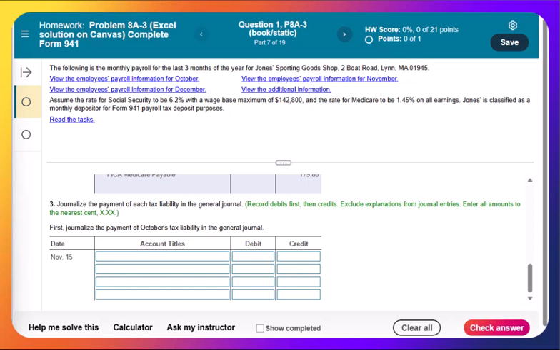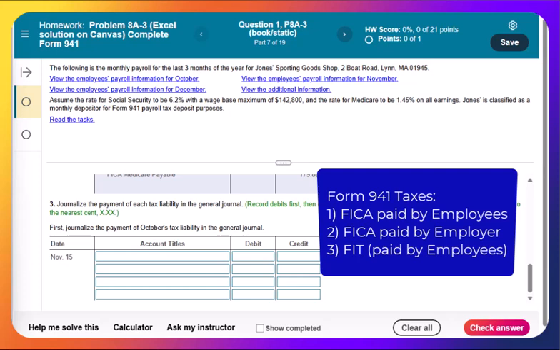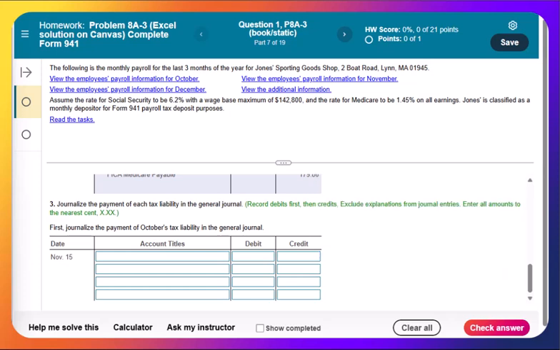So now what taxes are they talking about? Remember, this is the Form 941, so the taxes involved in a 941 are FICA, FICA, FIT. And I say FICA twice because, to remind you, there's the FICA for the employee and then there's FICA for the employer. And then FIT, so we need to pay the two FICA taxes.